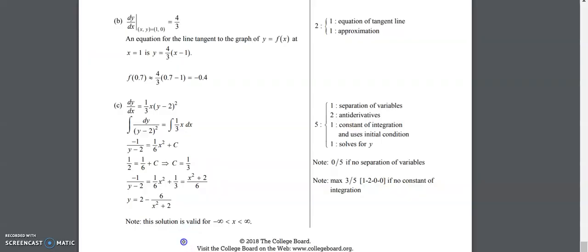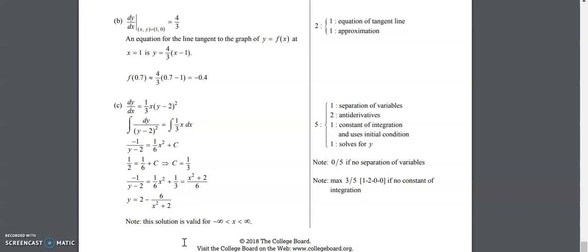Up to you. I do want to point out on the scoring guidelines, though, 1 point just for separating the variables. 2 points, so 1 point each for the antiderivatives, right? The left side needed a u sub, the right side was just the power rule. 1 point for using the constant of integration and that initial condition, so writing plus c and finding c, and then 1 point for getting y all by itself. If you don't separate variables, you don't get anything. If you don't write plus c, you don't even get the other points. You get 3 out of 5 and that's it.